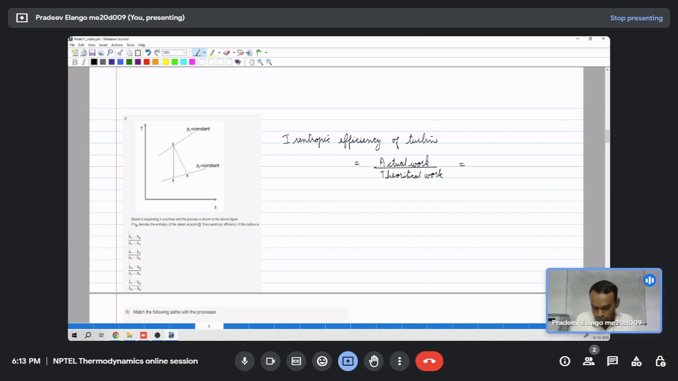So for the actual work we can see it is from Z to X, so it is HZ minus HX, and for the reversible process, it is from HZ to HY, so it is HZ minus HY. You can see this option is option B.